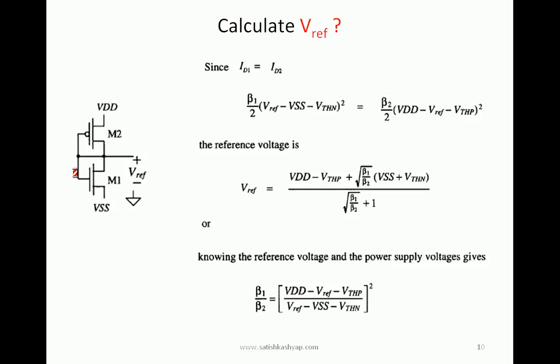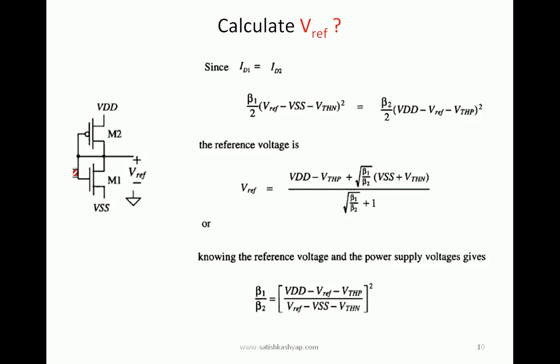So for ID1, this is beta 1 by 2 into (VGS minus VT) whole square, where VGS you can write as VG minus VS. Gate voltage is V reference, source voltage is VSS. That is what is substituted. ID2 is the PMOS current, which is written as beta 2 by 2 into (VSG minus VTP) whole square. VSG is nothing but Vs minus Vg, where Vs is VDD and Vg is V reference. So simplify the two equations, and you will get V reference equal to (VDD minus VTP plus root of beta 1 by beta 2 into (VSS plus VTN)) divided by (root of beta 1 by beta 2 plus 1). This is the final V reference equation for the MOSFET only voltage divider.